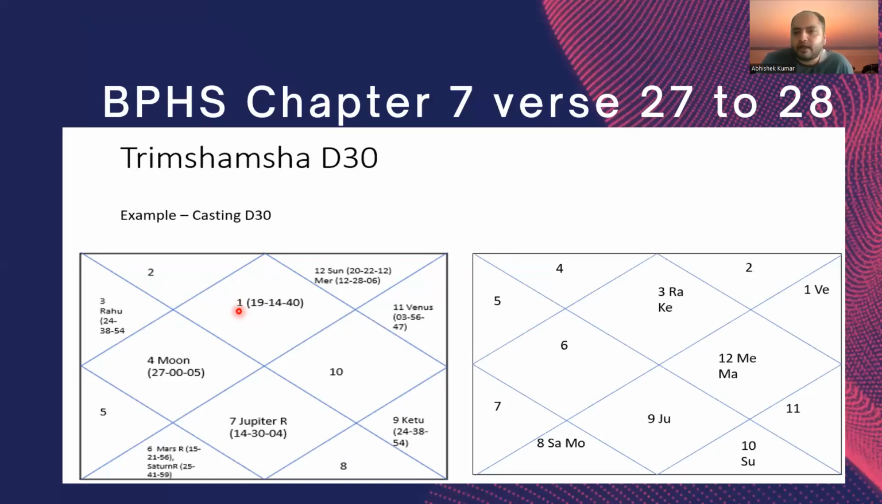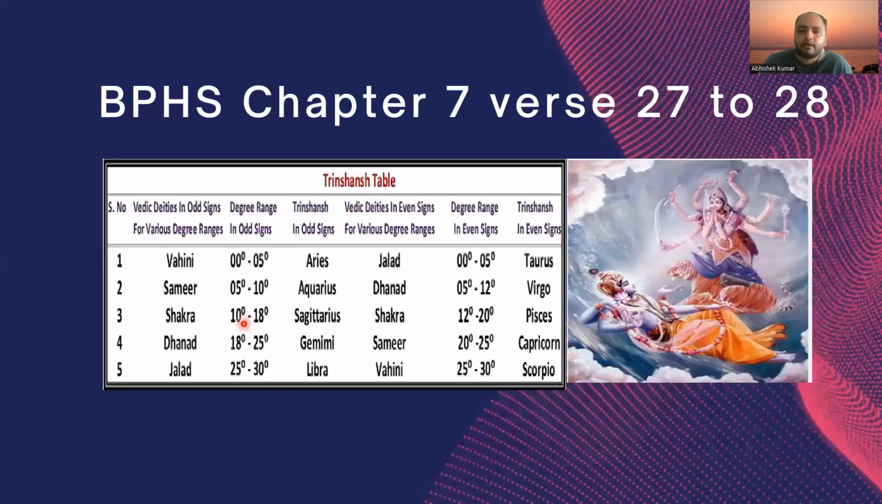So the first thing, I have to fix the lagna. We are always fixing the lagna first for the D30. This is the odd sign. So this one is an odd sign, so the odd block will be in consideration. And the degree is 19 degree, 14 minute and 40 second. So I'm just considering the odd. This is the odd block. Odd block I'm considering. And the degree, so it is falling here, 19 degree, 14 minute, 40 second.